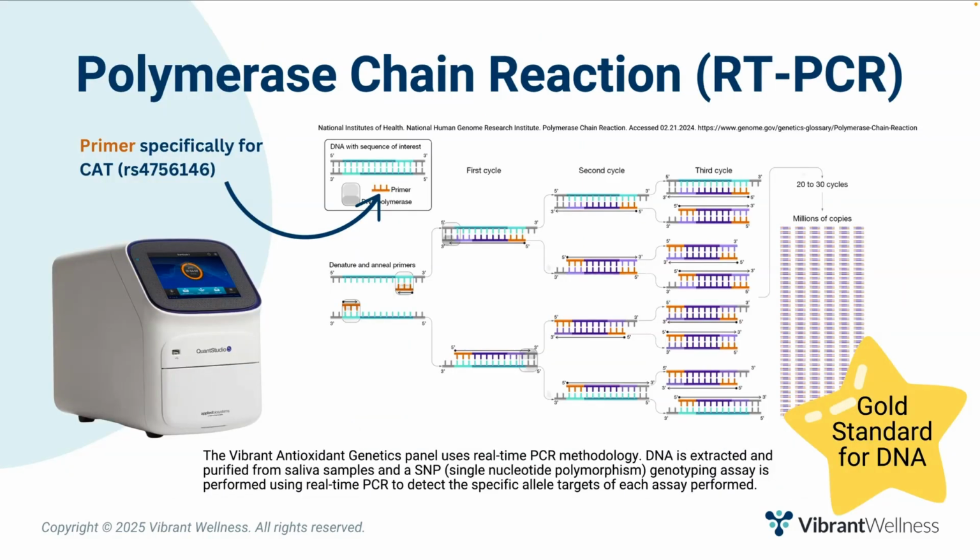Vibrant's oxidative stress profile uses real-time PCR methodology for accurate identification of genetic variations. Briefly, genetic material is extracted and purified from saliva samples, and a single nucleotide polymorphism genotyping assay is performed to detect the specific allele targets of each assay. RT-PCR is a gold standard for identification of genetic material, so results are accurate and precise.